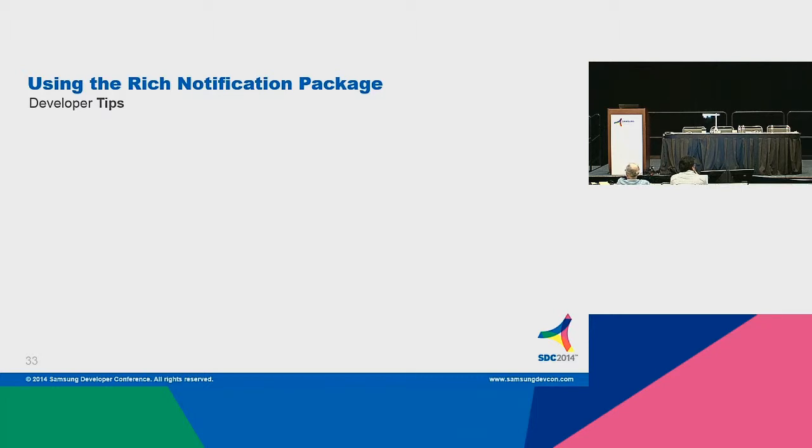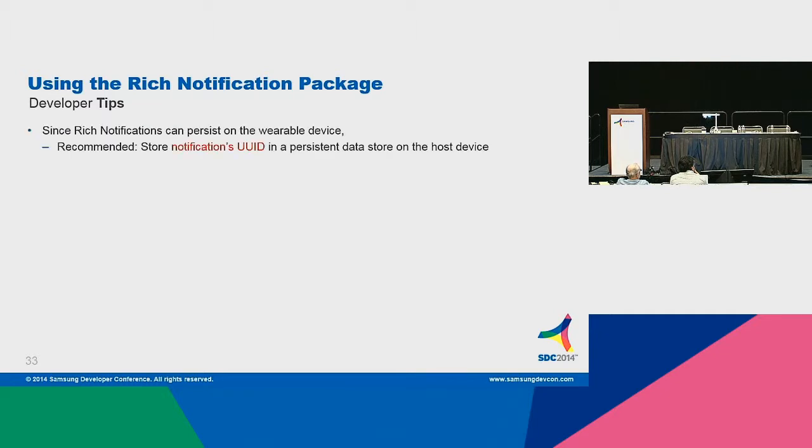Now I'll be telling about a couple of developer tips which might be important when you develop the application using this SDK. First, as I already told you, it's better to store the notification's unique ID in a persistent data store, because as per my experience, we have written a sample application. This is the most important thing. I use a database to store this notification UUID, and in most of the use cases, I wrote retrieving this UUID and then referring to the previously sent notification.